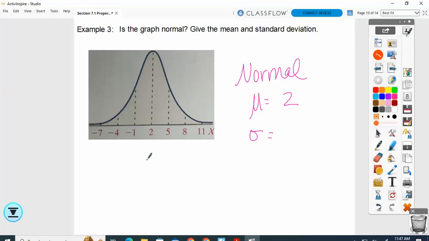So the mean is the center. In a normal curve, remember this is 1 total standard deviation away. So we are looking, how far is it from the center out to that first standard deviation? 3. From 2 to 5 is 3. From -1 to 2 is 3. So a standard deviation here is 3.